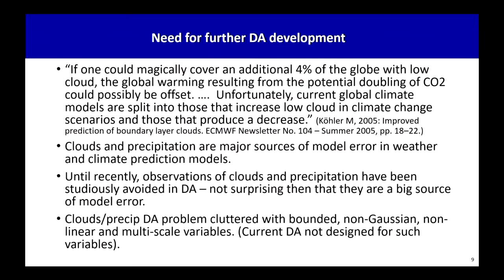Okay, this is a climate-related one. This is actually a guy from the ECMWF, a boundary layer expert. But if one could magically cover an additional 4% of the globe with low cloud, so this is like low stratus they're thinking of. I don't know if you've ever been to California or the west coast of South America or the west coast of South Africa. Particularly in the summertime, you get these low clouds.